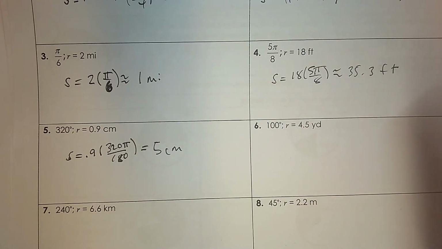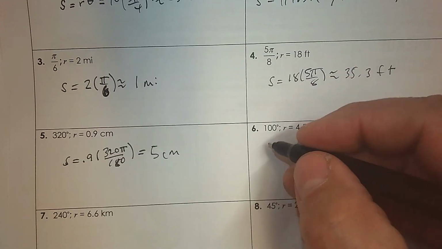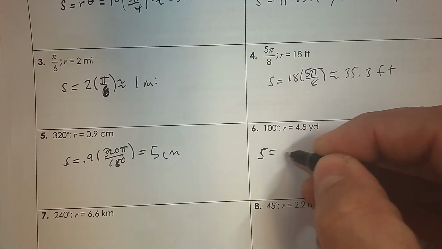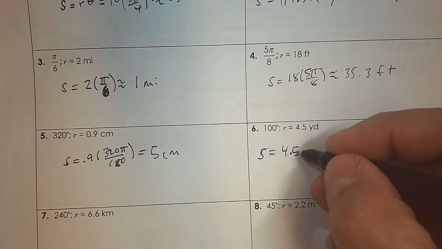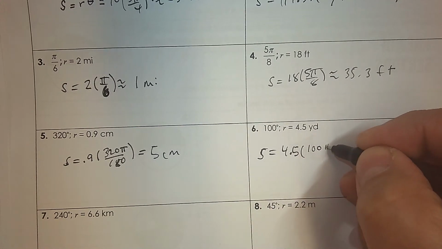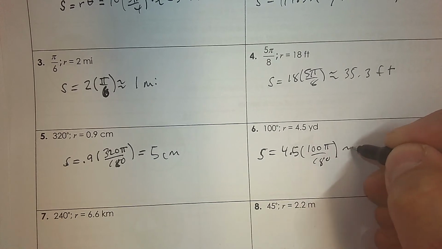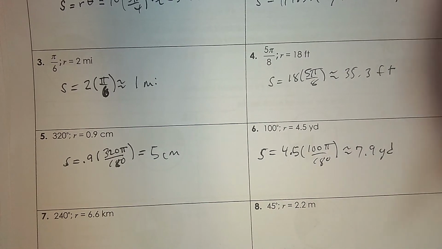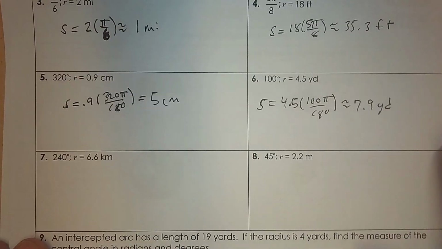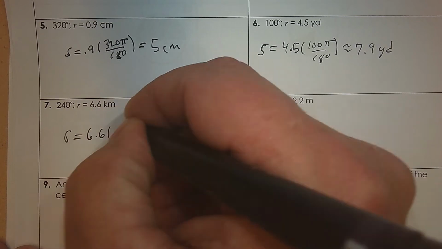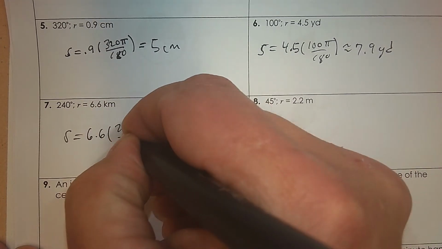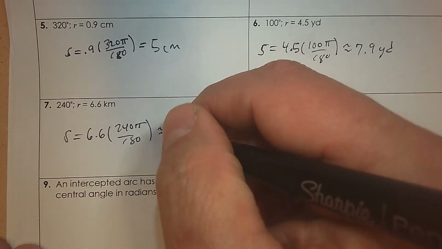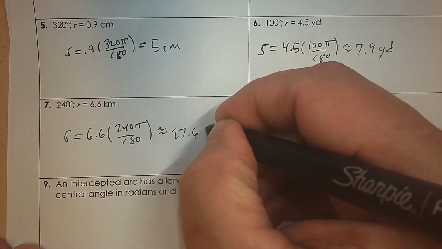Number 6. Again, the radius is 4.5. Again, 100 is in degrees, so I'm going to go pi over 180 right away, and then use my calculator, and you get 7.9. You can press pause if you want to try to use your calculator and see if it matches. Again, arc length 6.6, 240, go pi over 180, diamond enter, and you get 27.6.